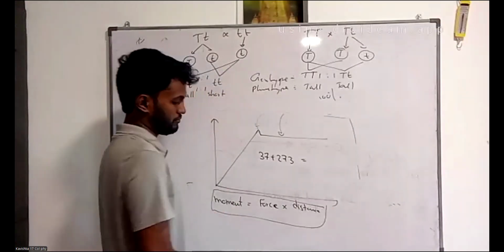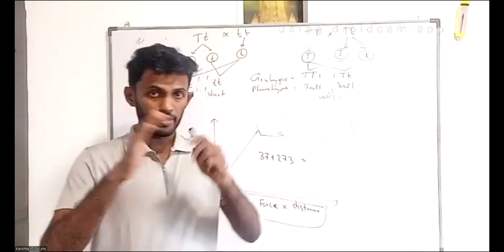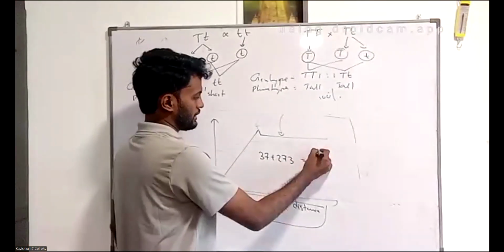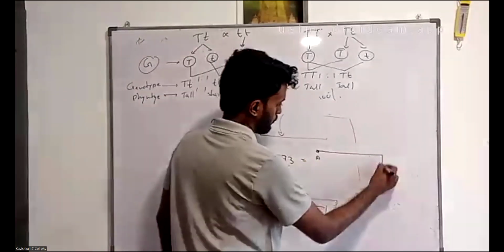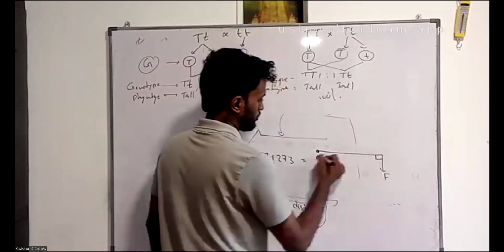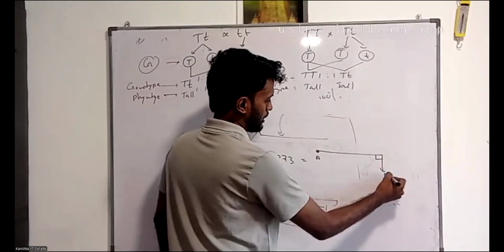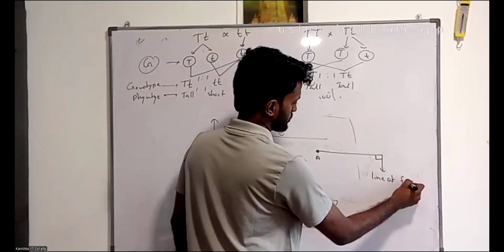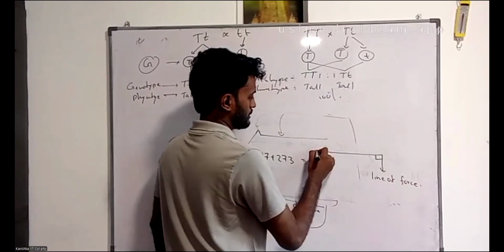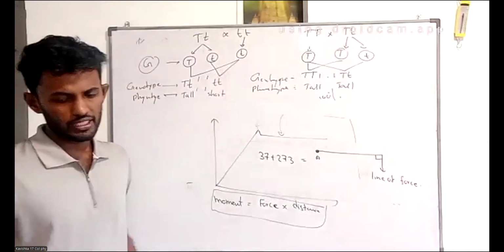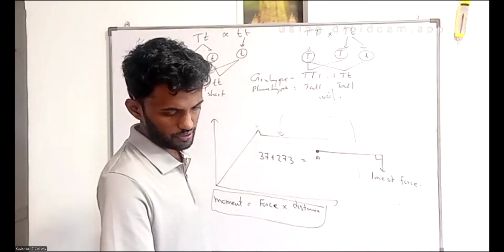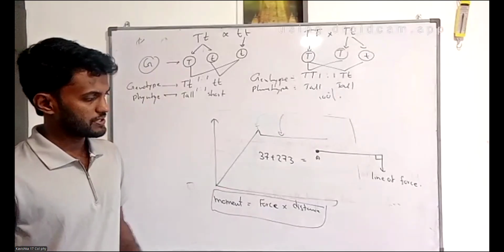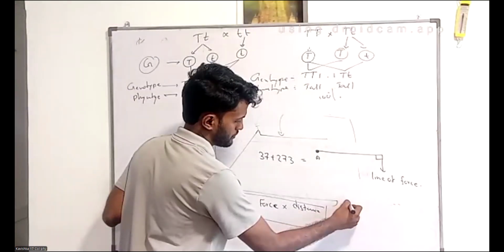But we need to consider the perpendicular theory. Look here. There is a point A and the force is here. We call this the line of force. The distance with the line of force must be perpendicular. It's perpendicular, right? This question has come in the last 2 times in all levels.